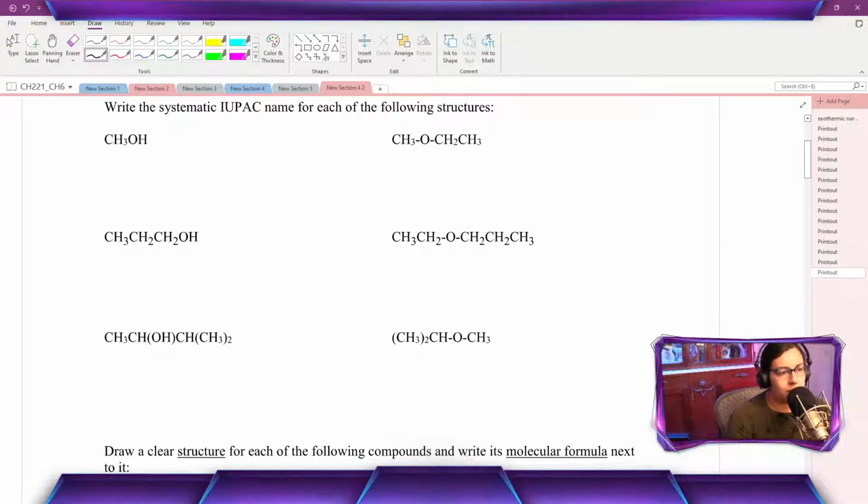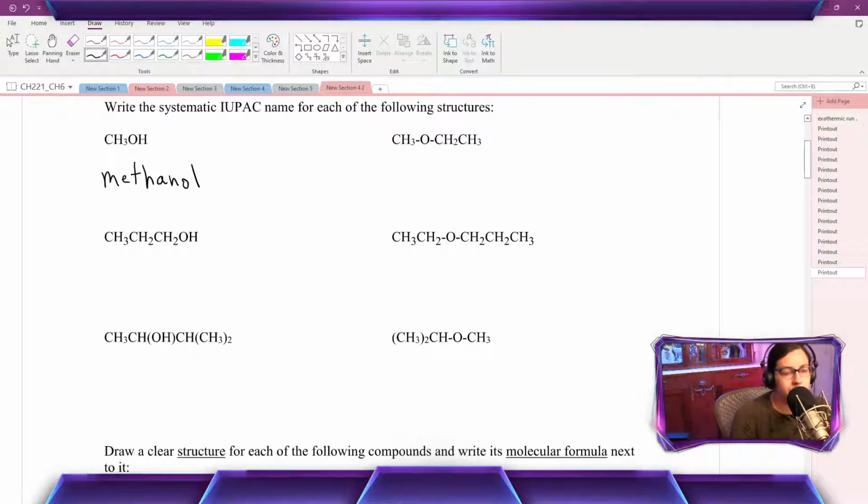So we have an alcohol group here. We have meth for one methyl group, so this is methanol. Let's see, try this one for a second. Give everyone some time.